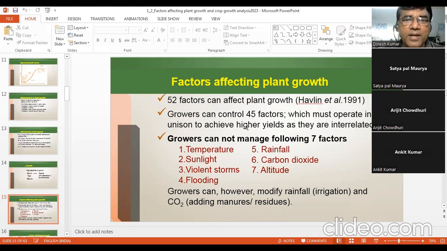So out of 52 factors, 45 can be controlled by growers, but they have no control on temperature, sunlight, violent storms. They are from nature, flooding, rainfall, carbon dioxide, altitude, etc. So these are some of the factors that are beyond the reach of the farmers. However, up to some extent they can be manipulated, like modifying the rainfall through irrigation. You can apply water, and for carbon dioxide, you can add organic matter into the soil that will release carbon dioxide, which can be used by the plants.